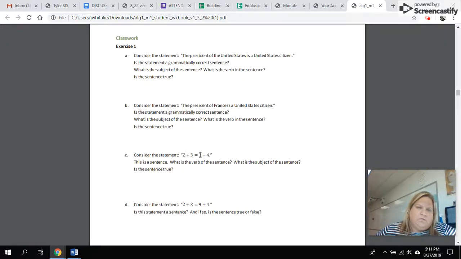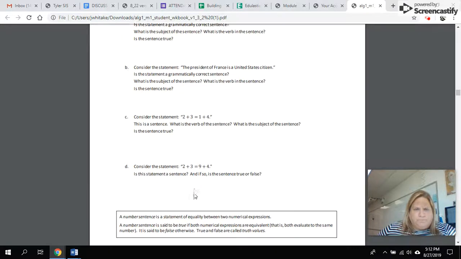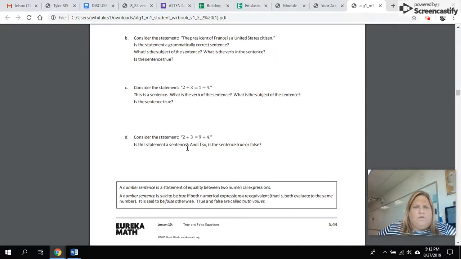For C, now we're actually substituting some math. You have 2 plus 3 equals 1 plus 4. We're telling you right off the bat that this is actually a sentence, and that the verb of the sentence is "equals", and the subject is 2 plus 3. So 2 plus 3 equals, and then here's your outcome. Yes, it is true that 2 plus 3, which is 5, equals 1 plus 4, which is 5, so 5 does equal 5. And then D, 2 plus 3 equals 9 plus 4. Is this a statement, a sentence? Yes. Same thing, you've got your subject and your verb, but we know it's actually false because 2 plus 3 does not equal 13.